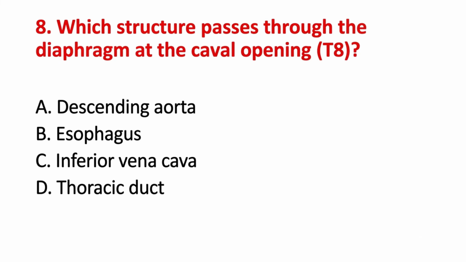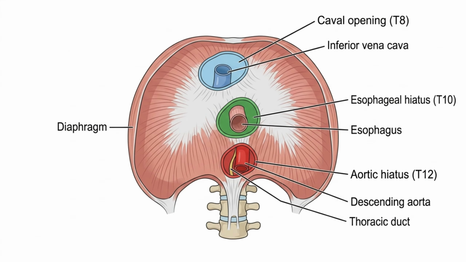Okay, the correct answer is C. Inferior vena cava. The diaphragm has 3 major openings that allow important structures to pass between the thorax and the abdomen. Looking at the diagram, the caval opening is located at the T8 vertebral level. It transmits the inferior vena cava, which carries deoxygenated blood from the lower part of the body to the heart.